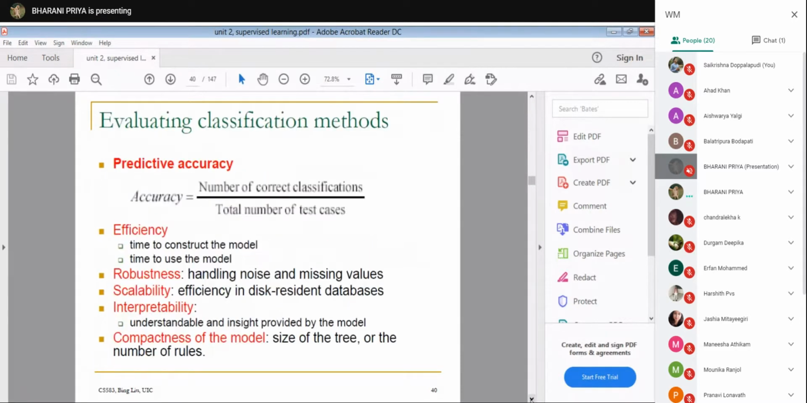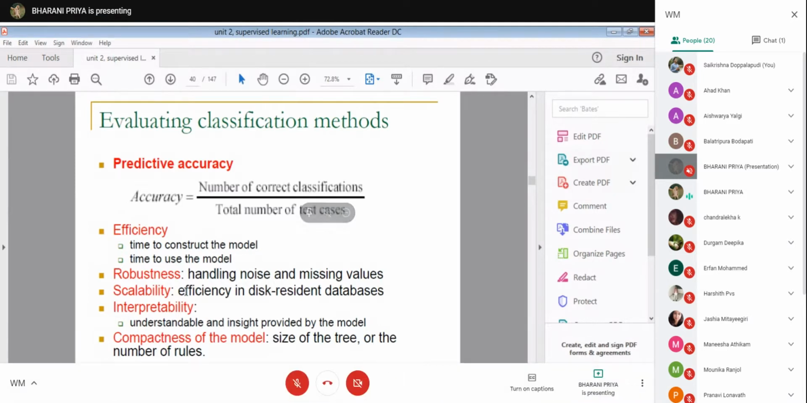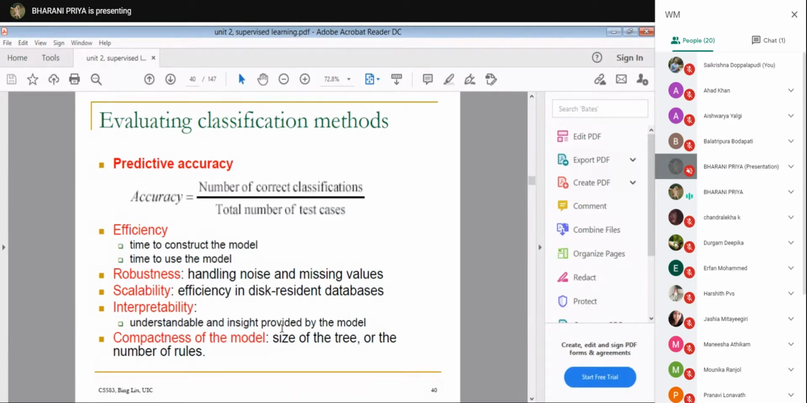Right. Evaluation of classifiers. For evaluating the classifier, the measure that we use is accuracy, which is given by the number of correct classifications divided by the total number of test cases. Other evaluation measures are efficiency, that means the time taken for constructing the model and the time to use the model. Robustness: how much the model that you have created is capable of handling noisy data and missing values.